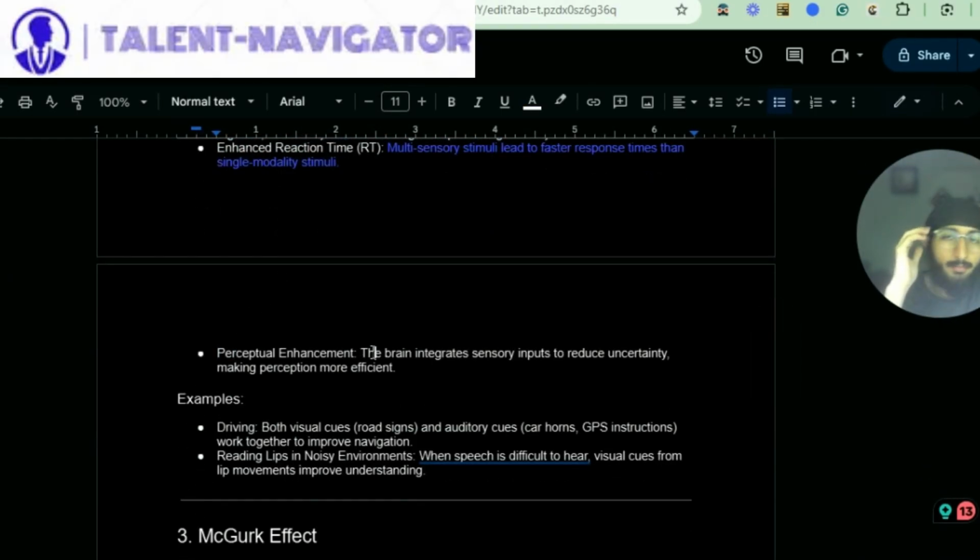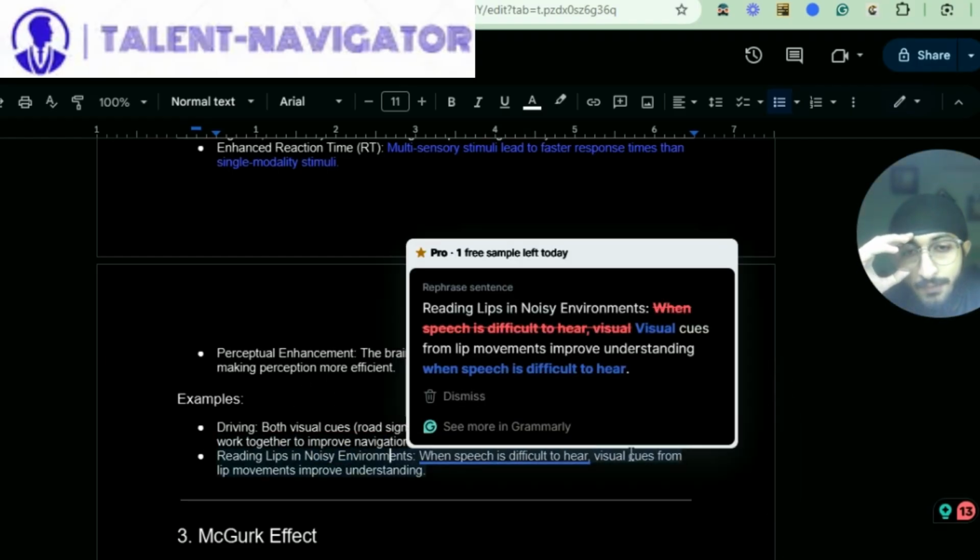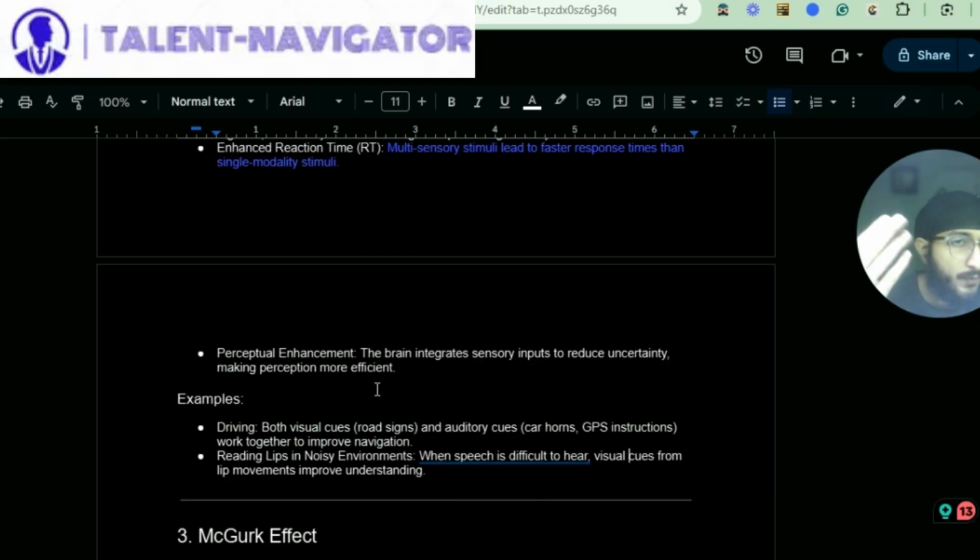And perceptual enhancement. The brain integrates sensory inputs to reduce uncertainty, making perception more efficient. Examples are driving: both visual cues, road signs, and auditory cues like car horns or GPS instructions work together to improve navigation. Now, reading lips in noisy environments. When speech is difficult to hear, visual cues from lip movements improve understanding.